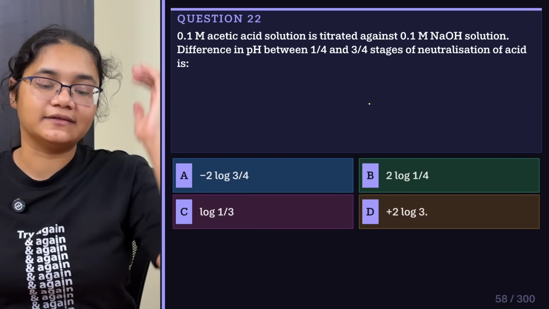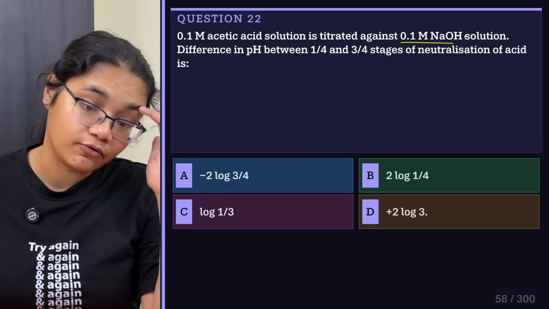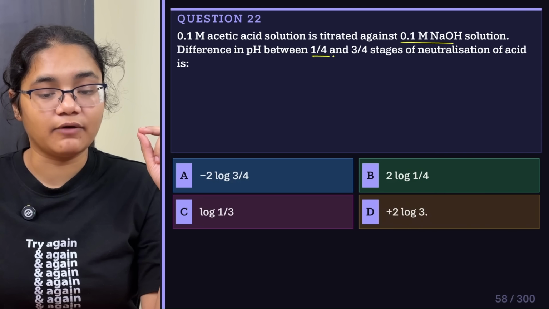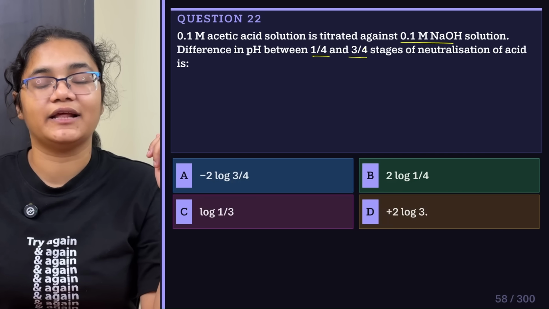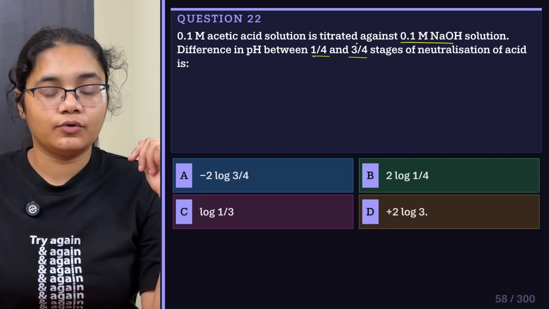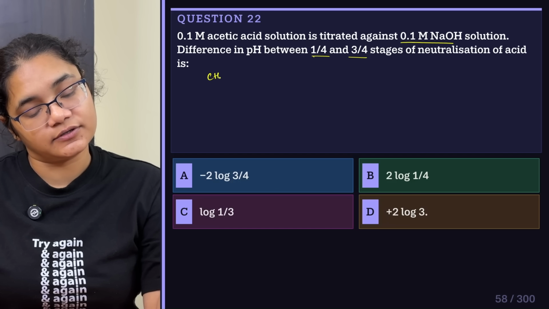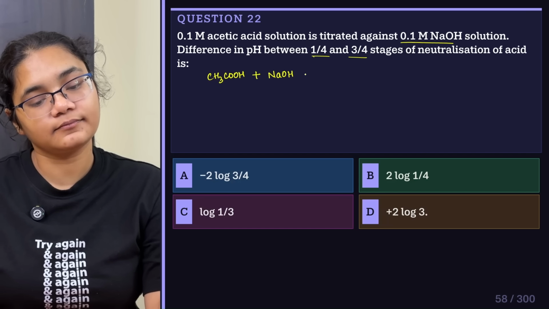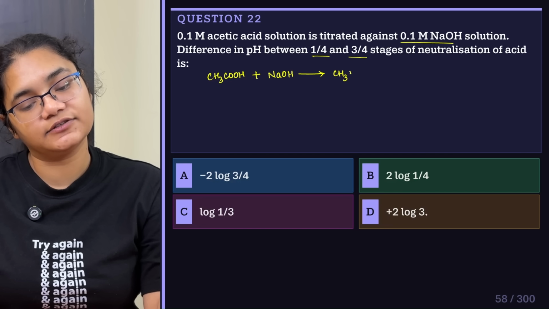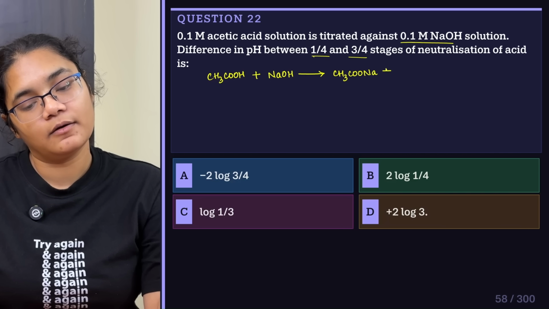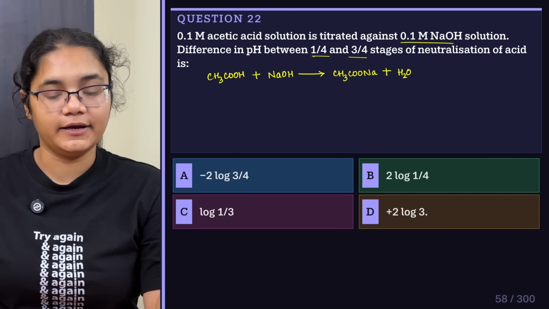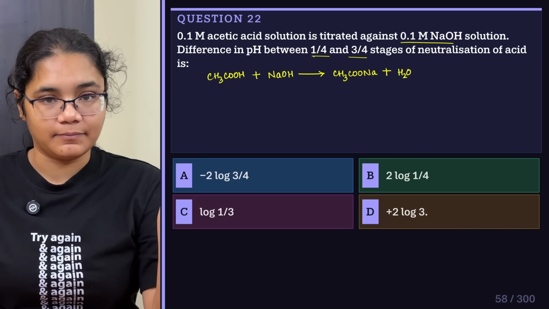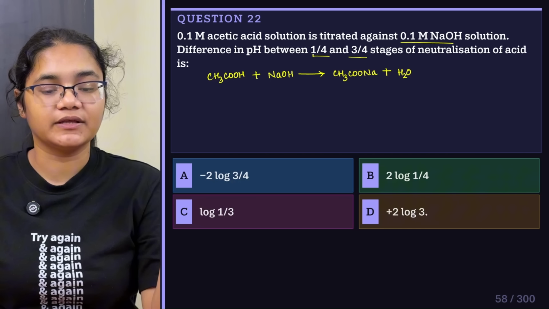Next, 0.1 M of acetic acid is titrated against 0.1 M of NaOH solution. Difference in pH between 1/4 and 3/4 stages of the neutralization of the acid. Okay, so now what happens here is, if you see this reaction, CH3COOH plus NaOH will react to give you CH3COONa plus H2O, right?